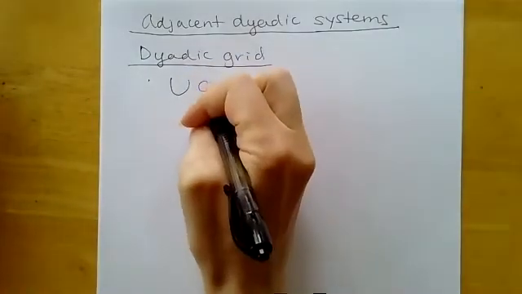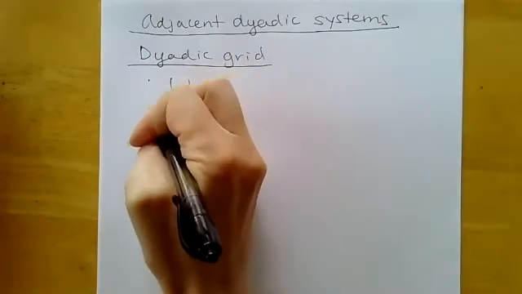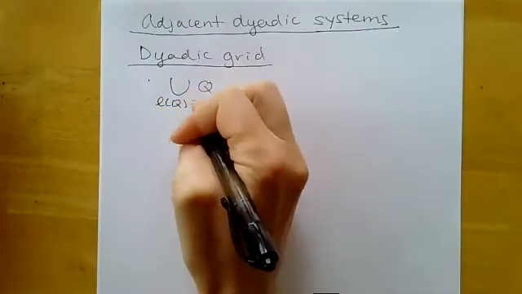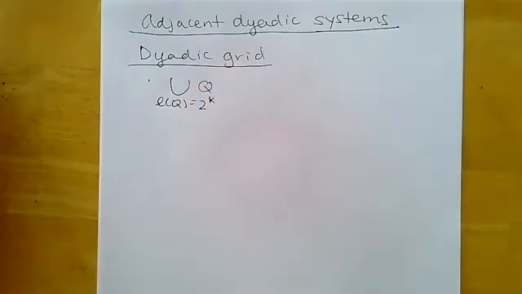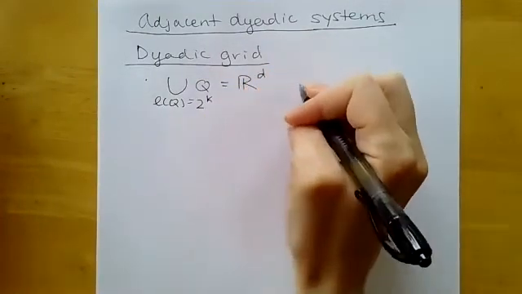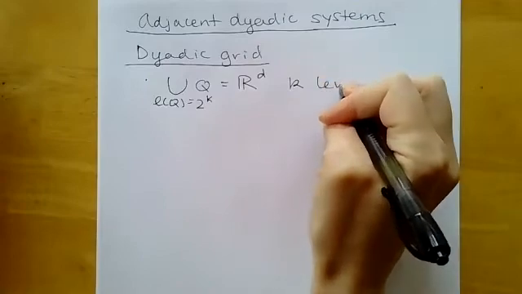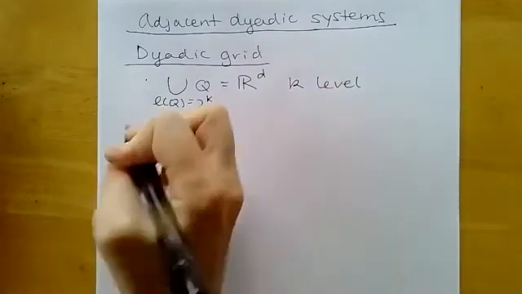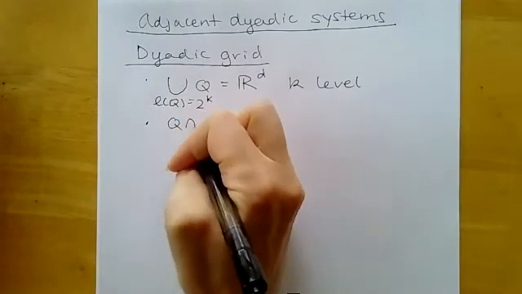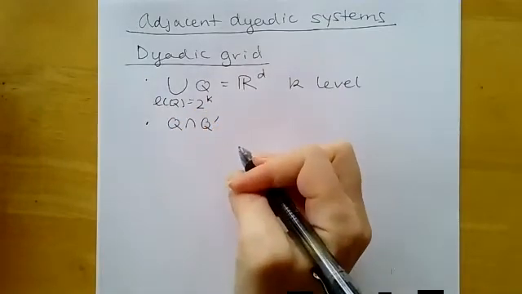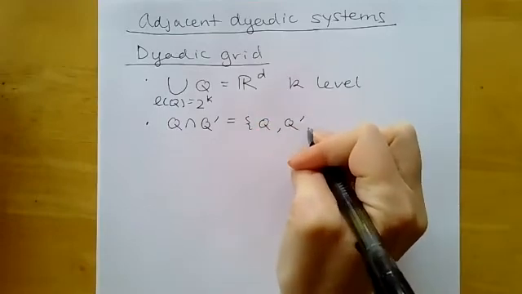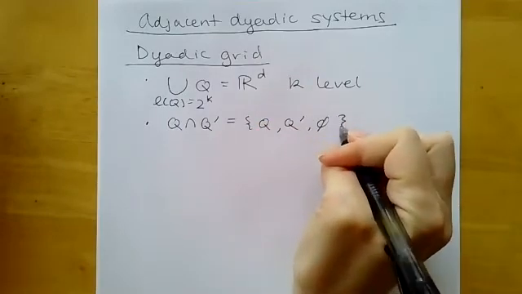So first of all, the union of cubes at a given level, where the cubes are, say, of side length 2 to the k, fills up the whole space for k a given level, that is an integer. Another key property is that you have this nice intersection between cubes. If you intersect two cubes, you either get one, the other, or the empty set.